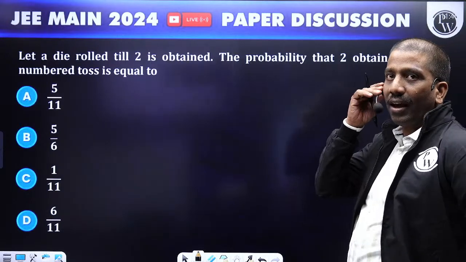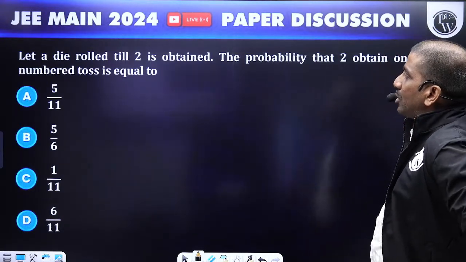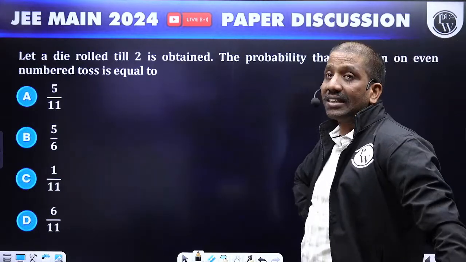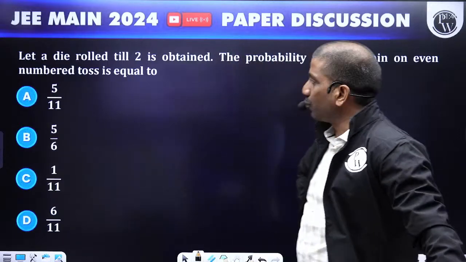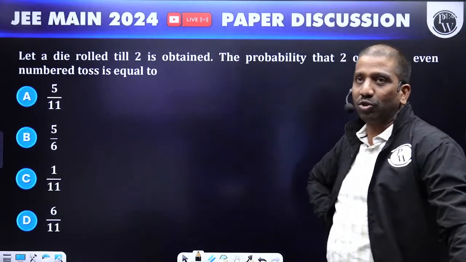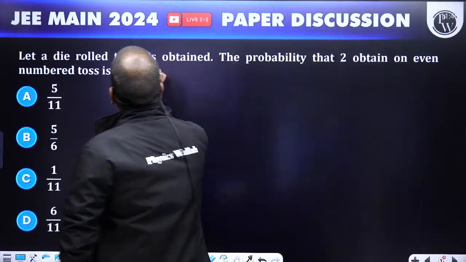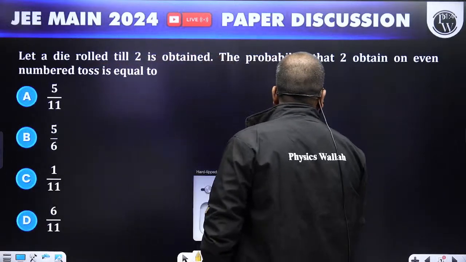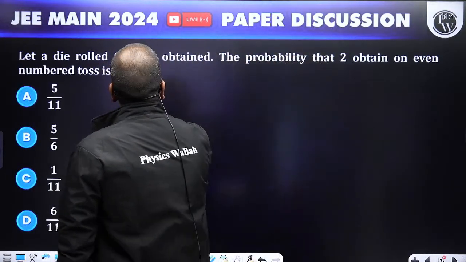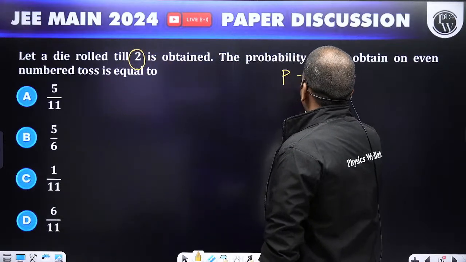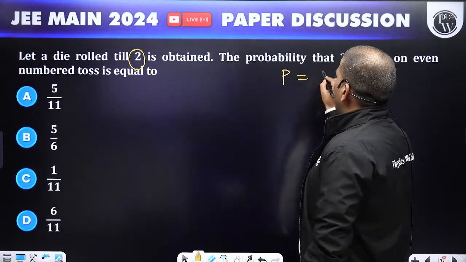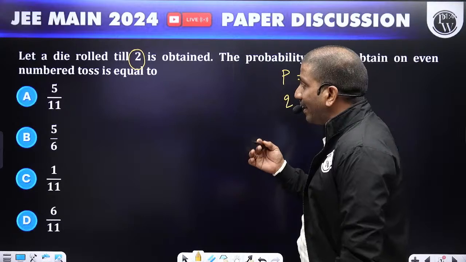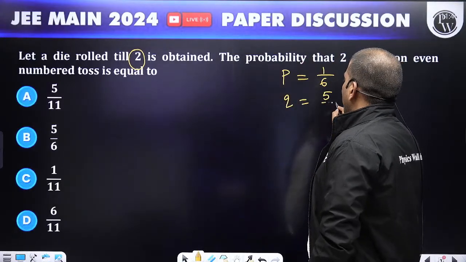Let a die roll till 2 is obtained. The probability that 2 is obtained in an even number toss is equal to. So number of times we do such questions even in board exams also, right? So what is the probability here? What is the success here? The success here is getting 2, right? So let us consider success as P. So then getting 2 probability is 1 by 6. So what is Q? That means not getting 2 is 5 by 6, right?